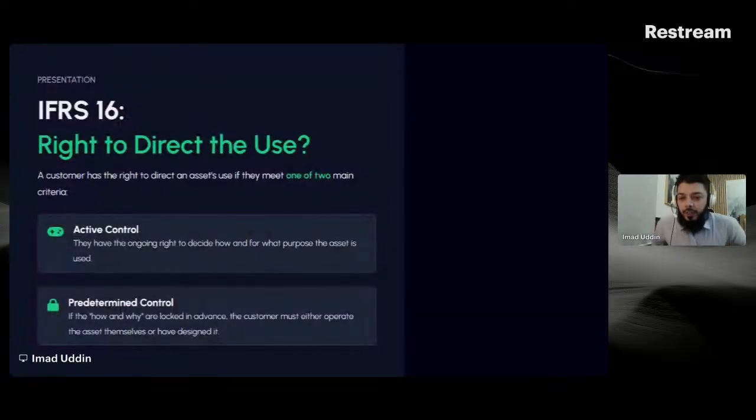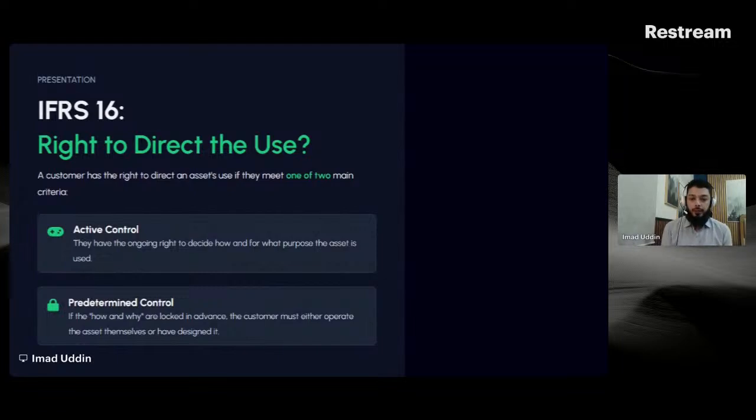All right, so now let's talk about what it means for a lessee to have the right to direct the use of an asset. In the previous segment we talked about what it means to have access to substantially all of the economic benefits of the asset. Now we'll talk about what it means to have the right to direct the use of the asset.